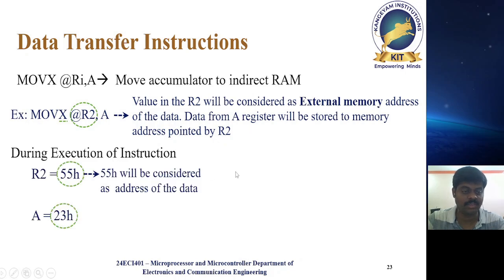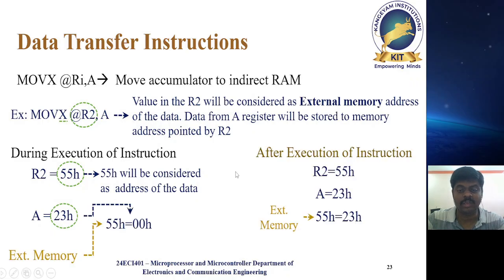A simple example, as previously. Here, whatever value is stored in A will be stored to the memory location pointed by R2. Here A equals 23, and 55 is the memory location pointed by R2. So the value of A will be transferred to this memory location. This memory location is an 8-bit external memory location. So this is what happens here.